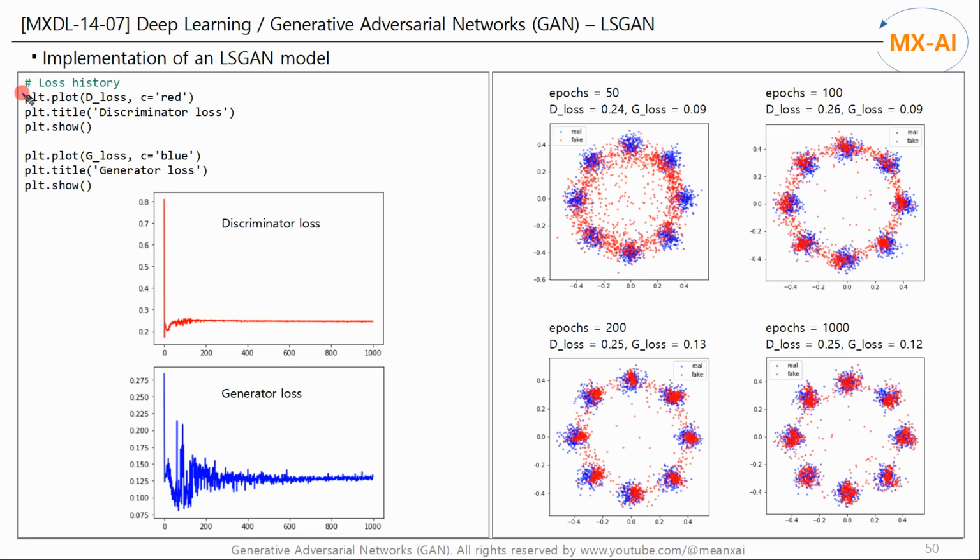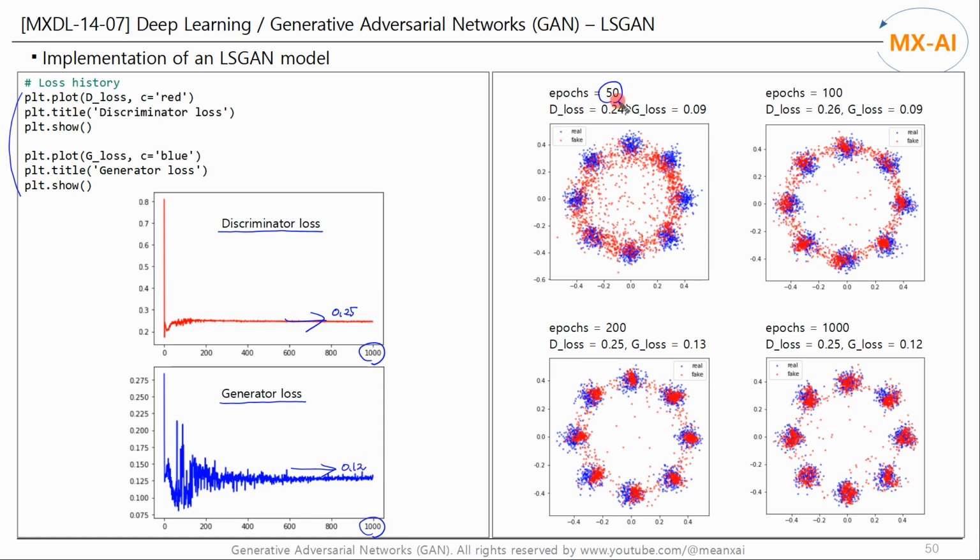Finally, let's check the loss history of the discriminator and generator stored in the list. The loss history of the discriminator measured during training is as follows. After 1,000 iterations, the loss converges to about 0.25. The loss history of the generator measured during training is as follows. After 1,000 iterations, the loss converges to about 0.12.